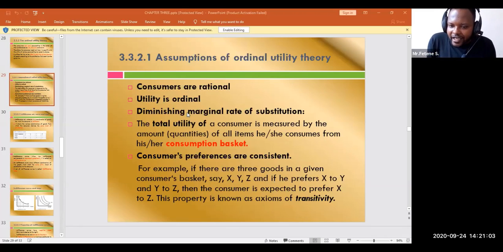Then if he prefers X to Y, X is better than what? Y. He believes that. Then the other one is Y better than Z. In this case, we have 3 commodities, but the preference is X better than Y, and also Y is better than Z. From this, we can conclude that X is better than what? Z. X is better than that. This is one of the assumptions of ordinal utility.